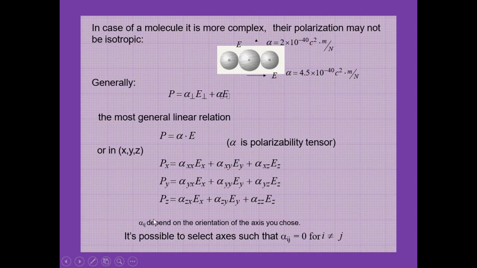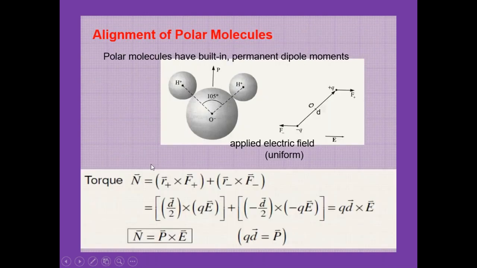Now alpha_ij depends on the orientation of the axes you choose. It's possible to select axes such that alpha_ij is zero where i is not equal to j. Next, the alignment of polar molecules.